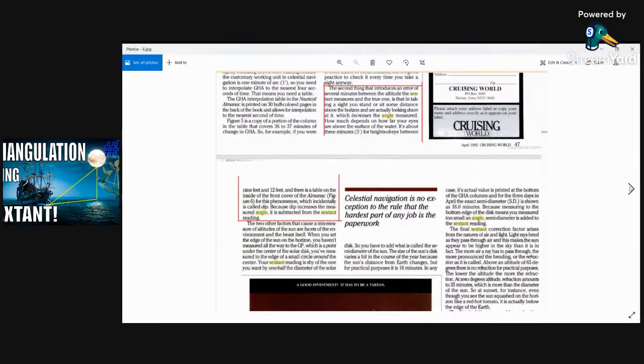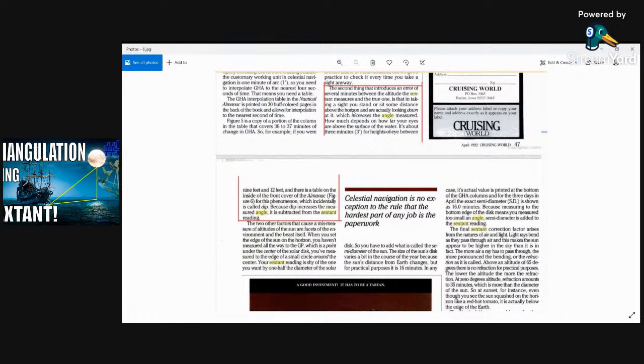And so when using the sextant, this is going to be the last point here before I'm going to be hitting this hard tomorrow. There are some errors when using the sextant that you have to account for. One of the errors, the second thing that introduces an error of several minutes between the altitude the sextant measures and the true altitude, is that in taking a sight, you stand or sit some distance above the horizon.